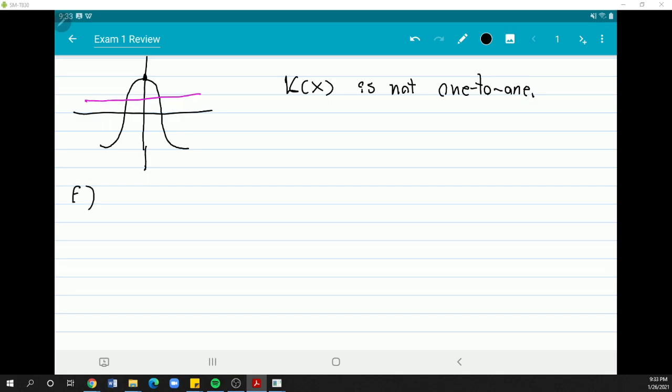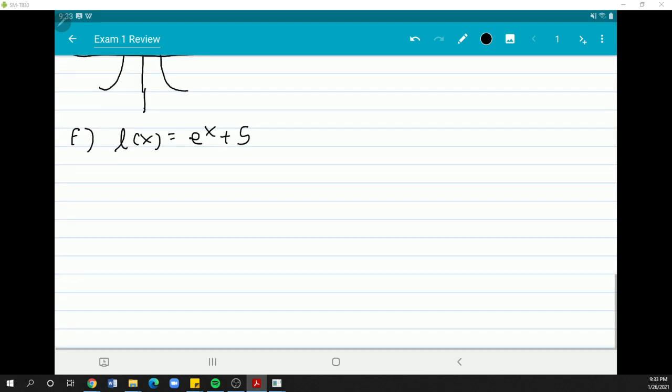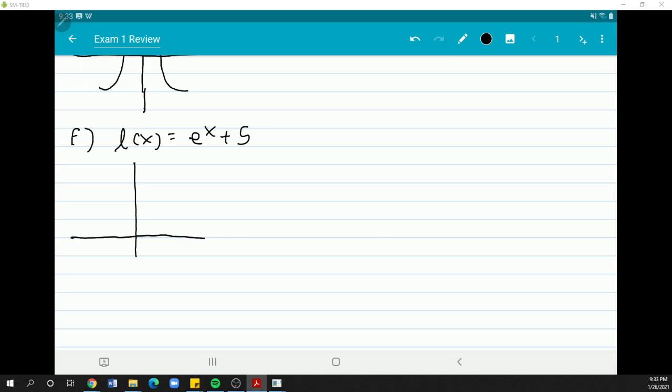Alright, so next is f. L of x, which is given to be e to the x plus 5. So let's draw that one out. We know that it's e to the x, so it's always positive, and we're adding 5, that's positive, so we really don't hit the negative axis. You should be comfy with the idea that the exponential function looks somewhat like that, and then we've moved it up by 5.